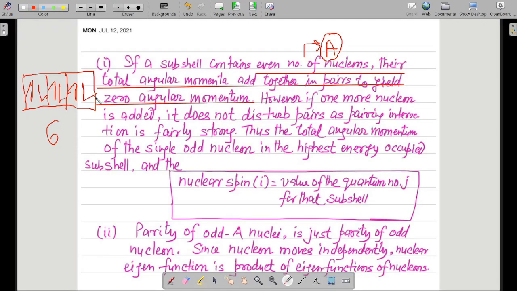So we had already seen that when there is an even number of nucleons, then what happens? Suppose there are 6 nucleons, then you can clearly see that the oppositely spined nucleons are being paired up, and as they are being paired up, it is yielding you 0 angular momentum, okay. However, if one or more nucleons are added, so what will happen? Suppose I add one more nucleon over here.